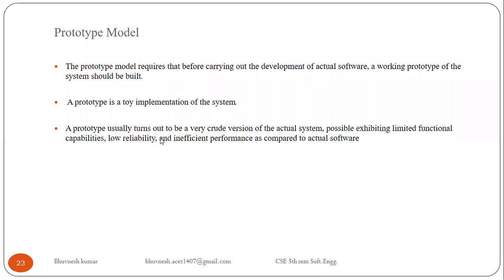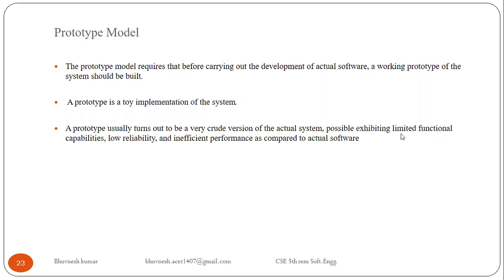A prototype usually turns out to be a very crude version of the actual system. That is a crude version. Okay, a throwaway product this is, because we are creating a dummy. Then if it is accepted, we will go for a proper product. That is why it is called a very crude version of the actual system.